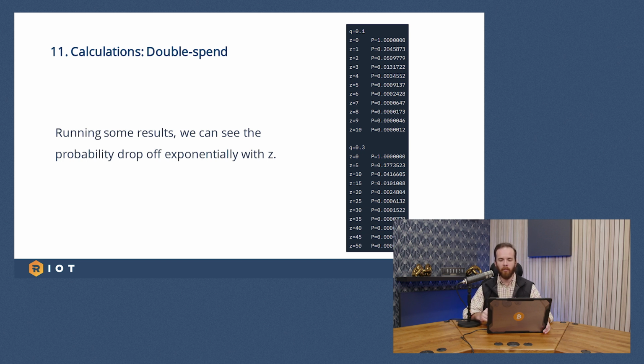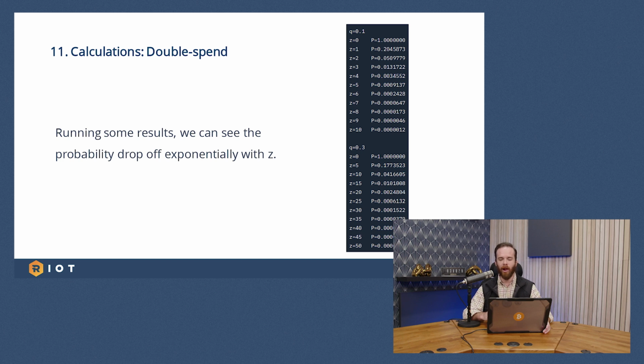Now, a motivated attacker has a 20% chance, if they have 10% of the hash rate, to double spend your Bitcoin. And that's what Q equals 0.1 means: that the attacker has 10% of the hash rate. And so after one block, their probability of success drops from 100% to 80%.